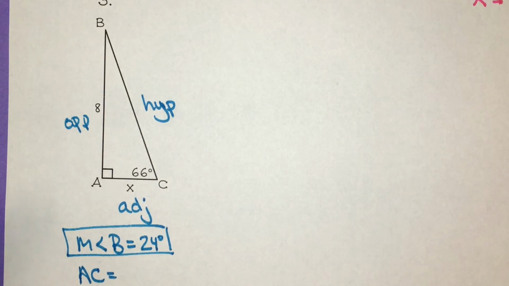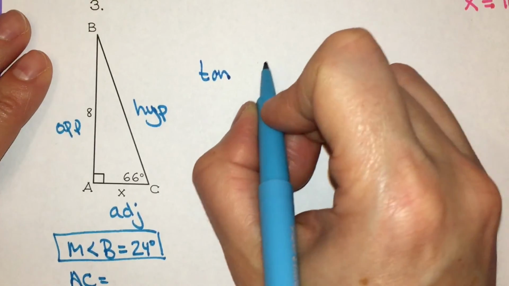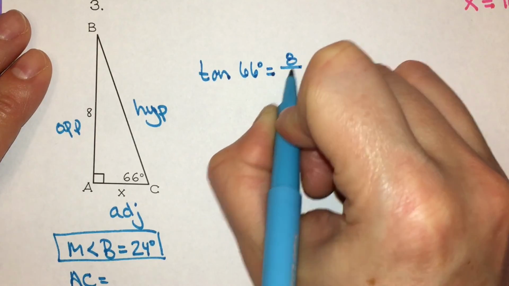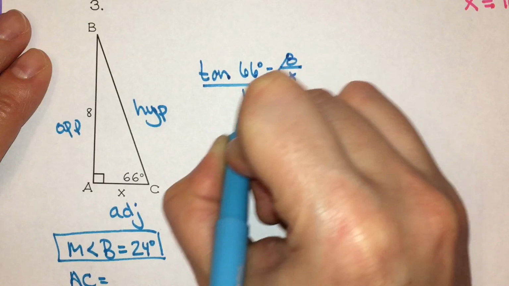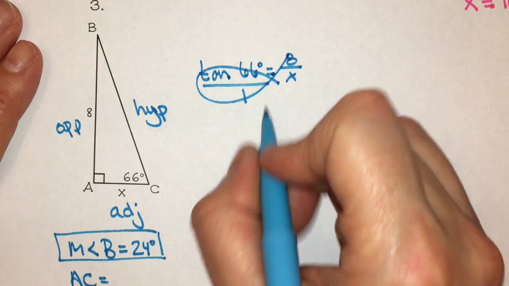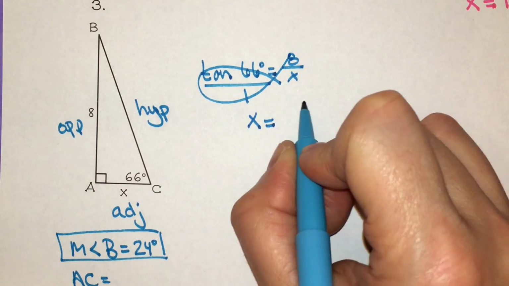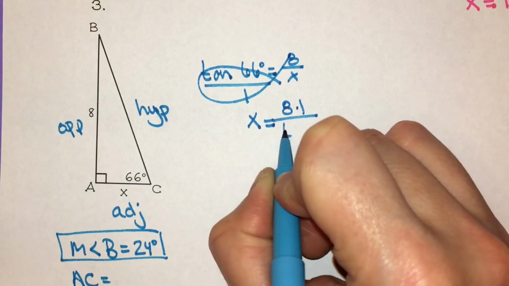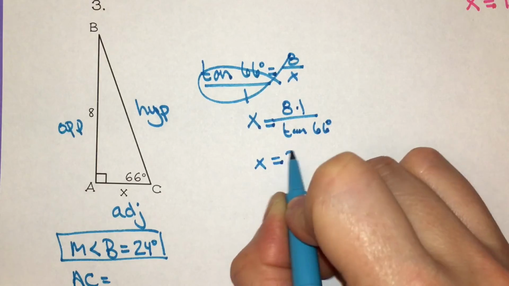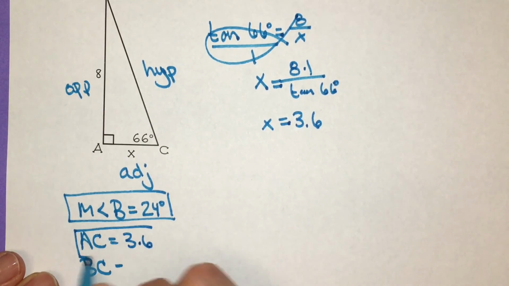To find AC, I did tangent of 66 degrees is equal to 8 over x. I'm going to do 8 times 1 divided by tangent of 66 degrees equals x, and 8 times 1 over tangent 66 degrees gave me x equals 3.6. So I got AC equals 3.6.